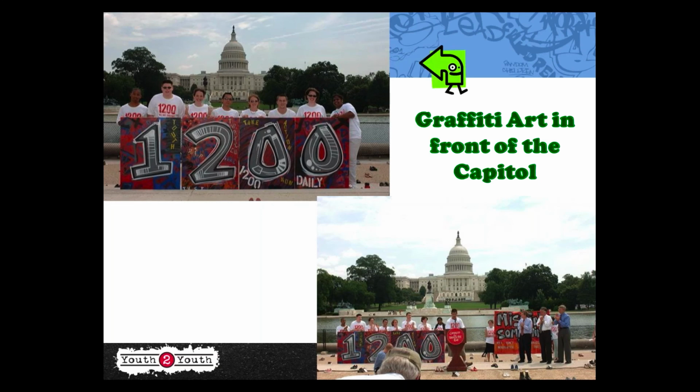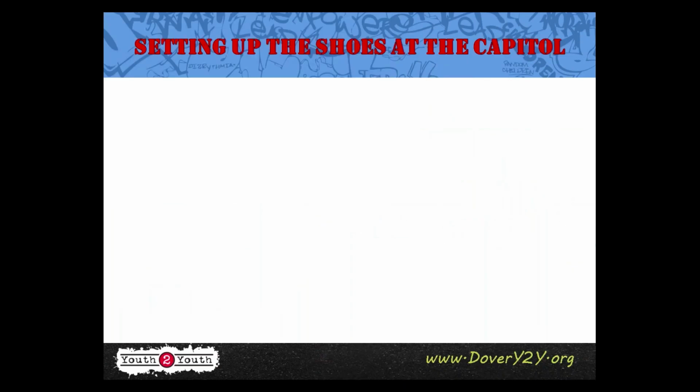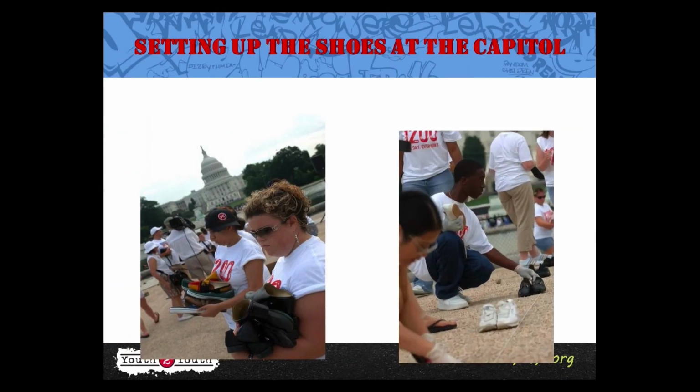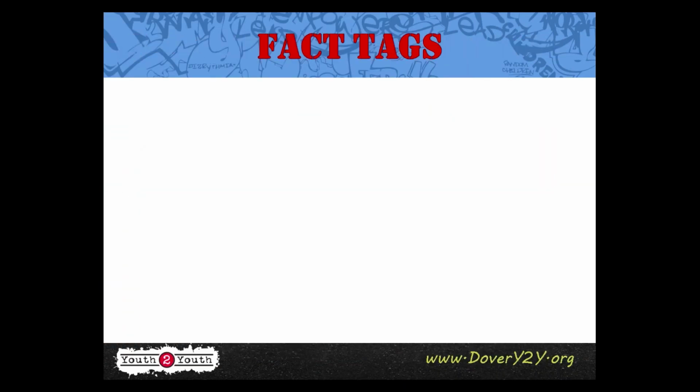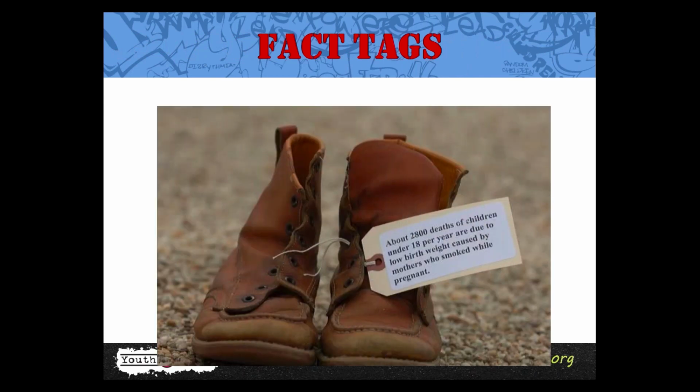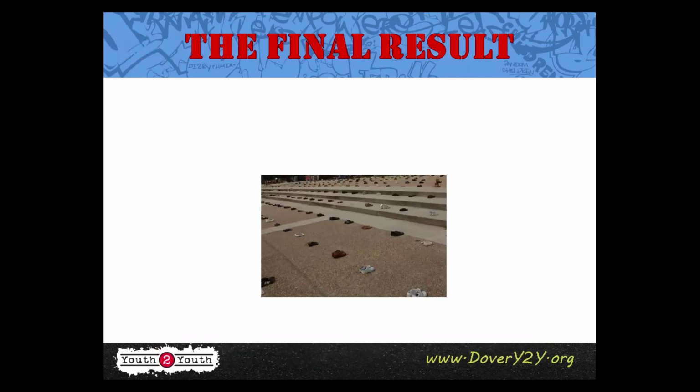So this can create opportunities for you to have creative messaging at your events. They collected 1,200 pairs of shoes and laid them out as a visual display in front of the Capitol building. So this was our inspiration for our 308 campaign. 308 represents the number of kids who start smoking each month.